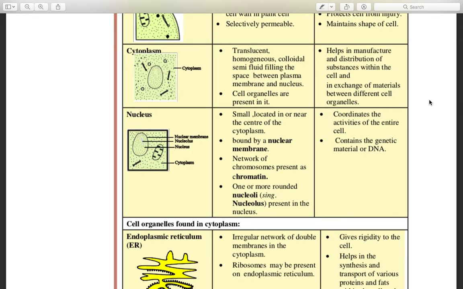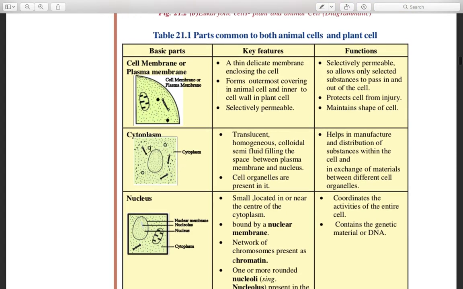Then the next part is the cytoplasm. It is inside the cell, excluding the nucleus. It is translucent, that is, semi-transparent. It's not completely transparent, but light can pass through it. And it is homogeneous.